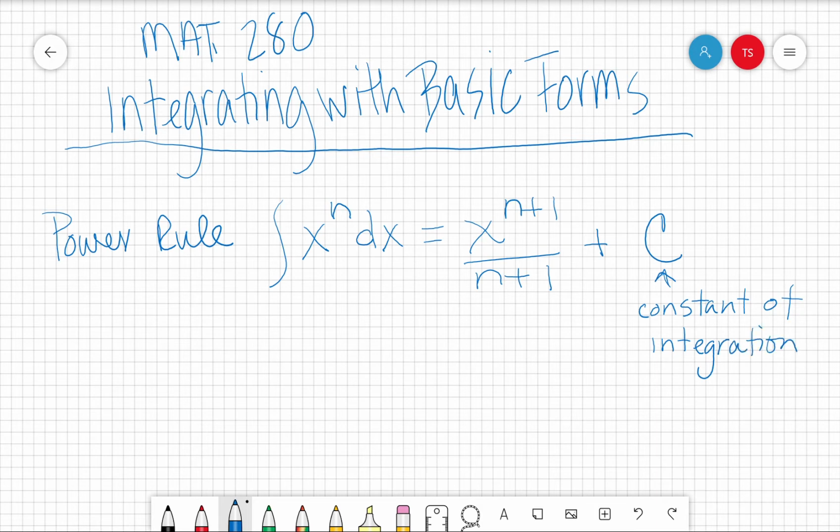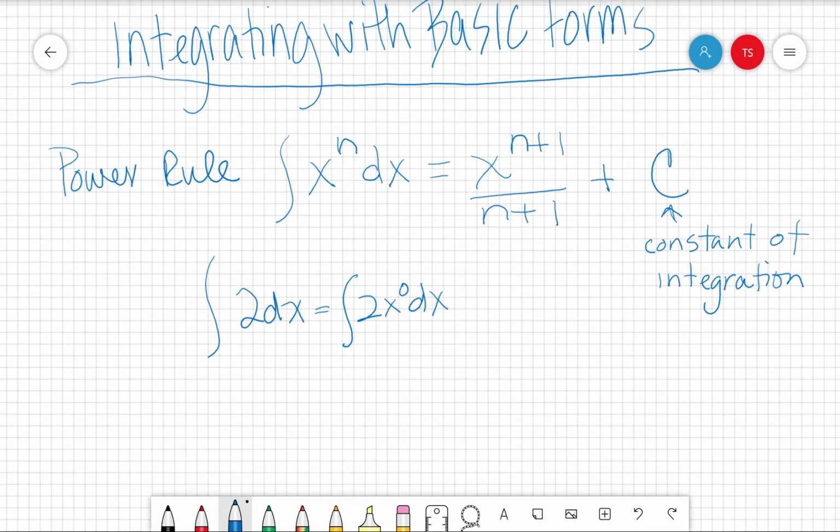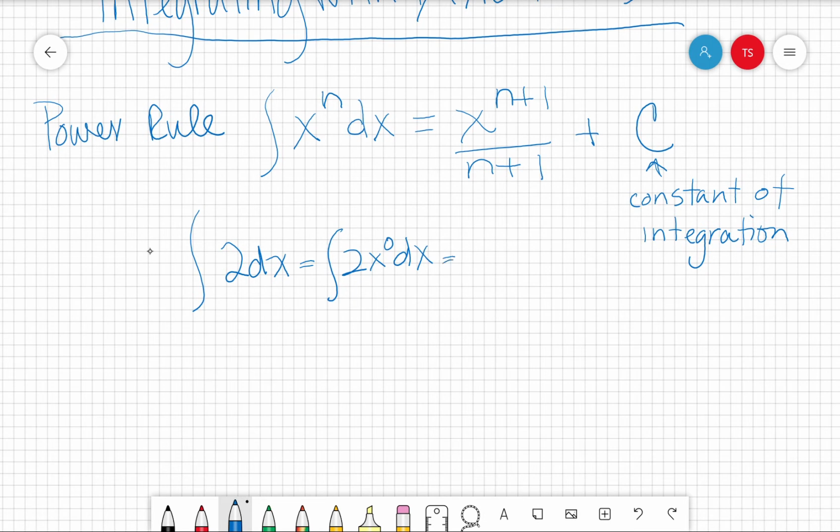If we have just a constant term, just a number, let's just say we want to integrate 2 dx. Well, we can think of this as 2x to the 0 power. You don't have to write it like that, but you can think of it that way. And then that's going to be 2x to the 0 plus 1 over 0 plus 1, or simply 2x plus c. That's for a constant.